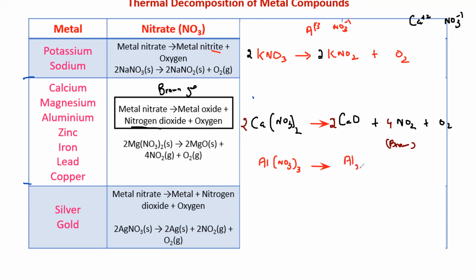What will be the formula of aluminum oxide? Al2O3, because aluminum is group 3, so plus 3, and oxygen is minus 2. So aluminum oxide, a metal oxide, plus nitrogen dioxide, NO2, plus oxygen will be there. So the product is the same, only the formula of the product depends on the valency or the charge of the metal, but the product is always a metal oxide plus nitrogen dioxide plus oxygen.